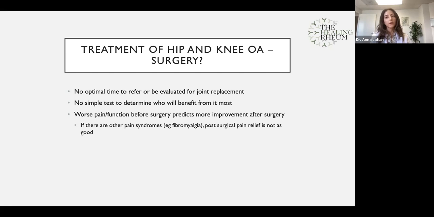And then one other caveat is that if a patient has other poorly controlled pain or pain syndromes like fibromyalgia or chronic pain or anything like that, those patients tend to do a little worse after, as far as pain relief goes. They may not feel as much of an improvement in their surgery as compared to someone who doesn't have any other pain syndromes.